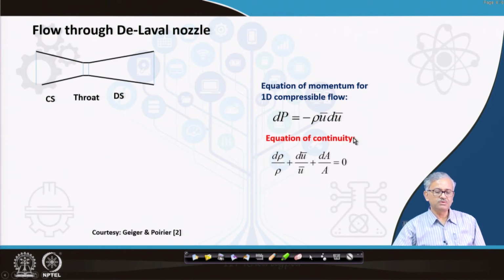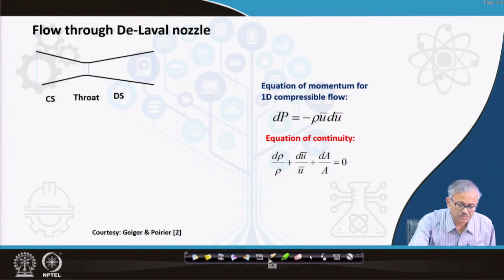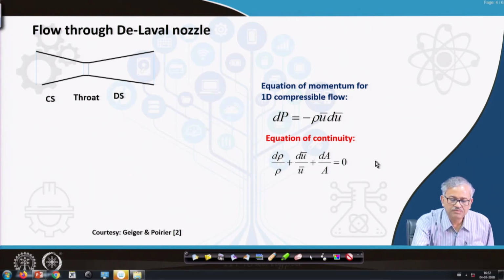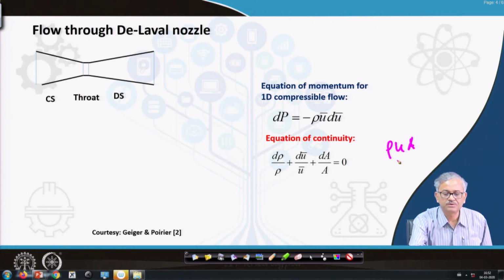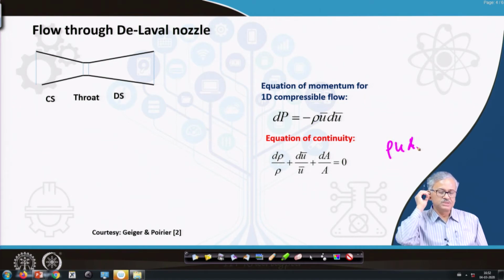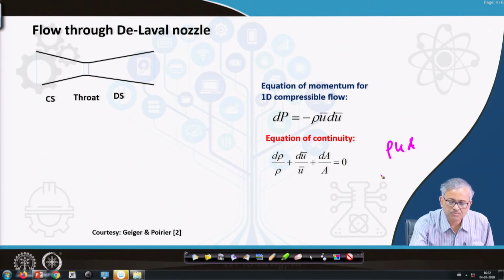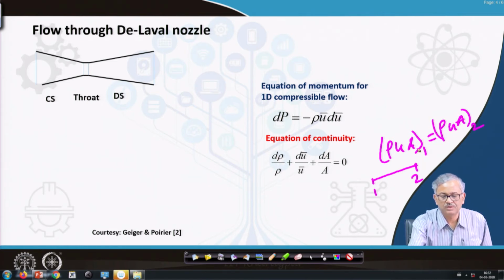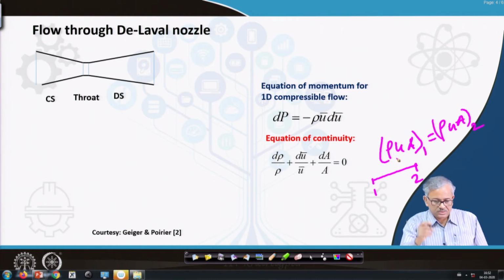An equation of continuity you can write like this. Basically the equation of continuity is d of rho uA, the differentiation of rho uA, equal to 0. If you consider this point and this point, rho uA 1 is equal to rho uA 2. Since it is a compressible flow, we have to consider rho uA. Rho uA is the total mass rate.